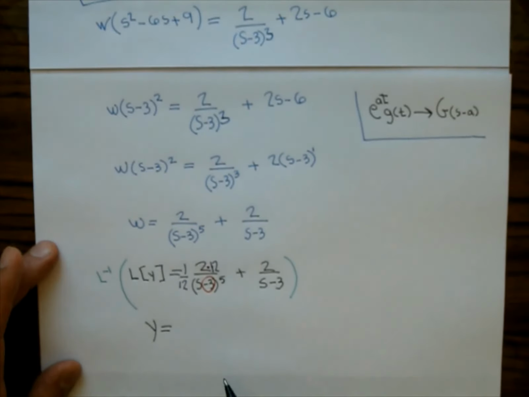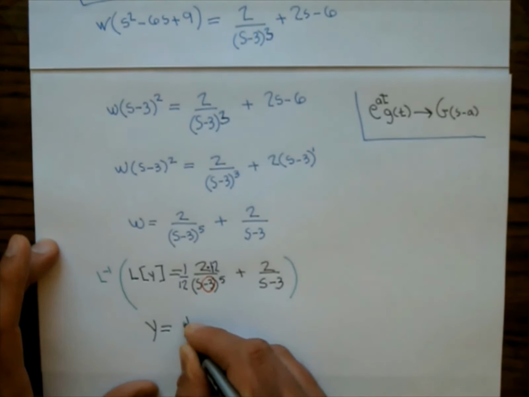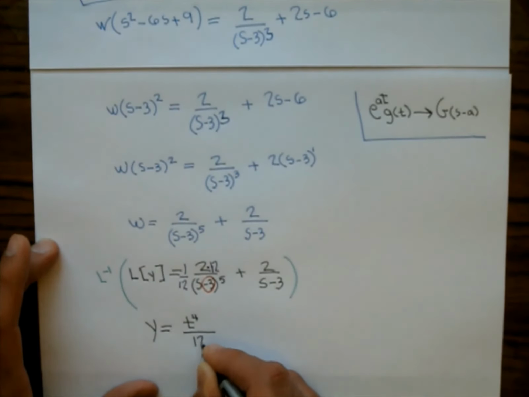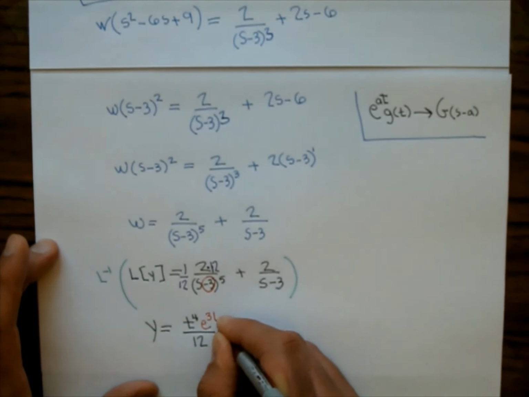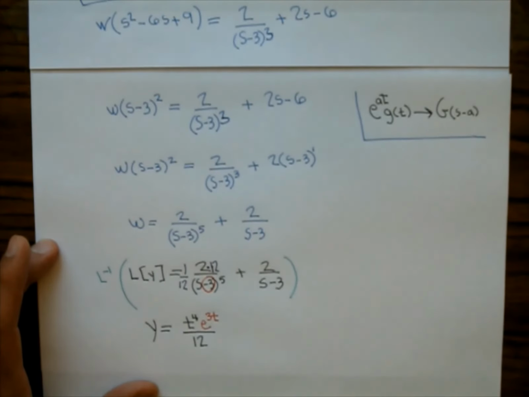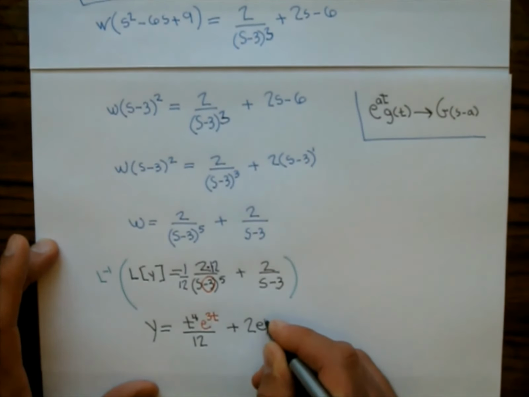Okay, so now it's time to energize. That 24, all that's going to go away. It's going to become t to the 4th for that inverse transform. So this is really t to the 4th all over 12. And now we're going to not forget the shift. It's going to be multiplied by e to the 3t. And the last one, the inverse transform of 2 over s minus 3 is going to be 2e to the 3t.